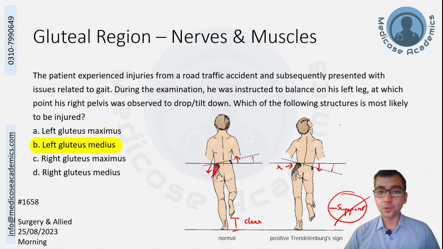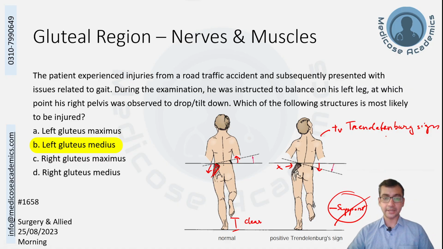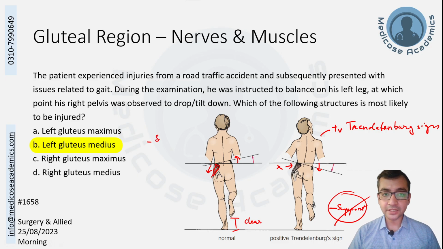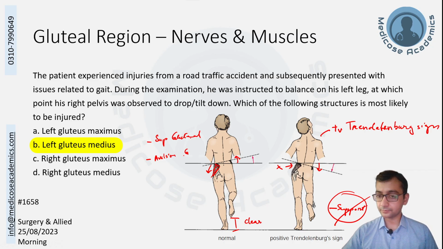This is known as positive Trendelenburg sign. You may be asked a question regarding that. It can be due to gluteus medius or minimus paralysis. Its nerve injury, that is superior gluteal nerve. Its attachment avulsion, that will be avulsion of the greater trochanter. That is the attachment.